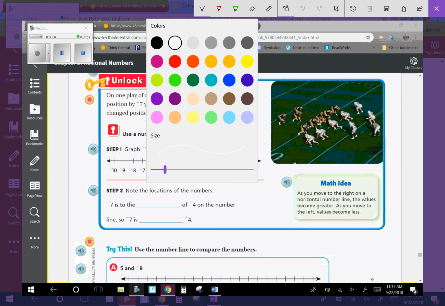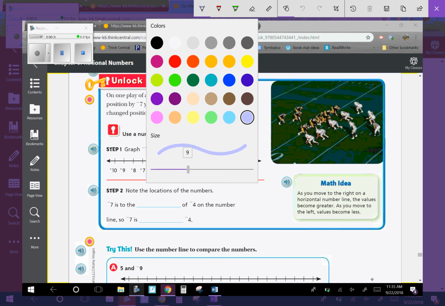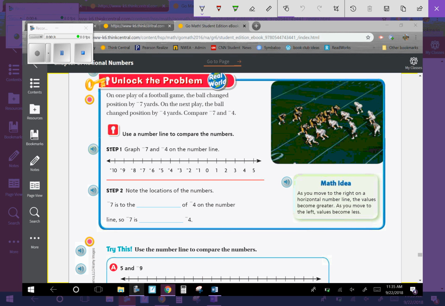So first, we're just going to put those numbers on the number line. So graph negative 7. I start at 0. I know negative 7 is 7 to the left. And then negative 4 is start at 0 and go 4 to the left. Negative 7 and negative 4.